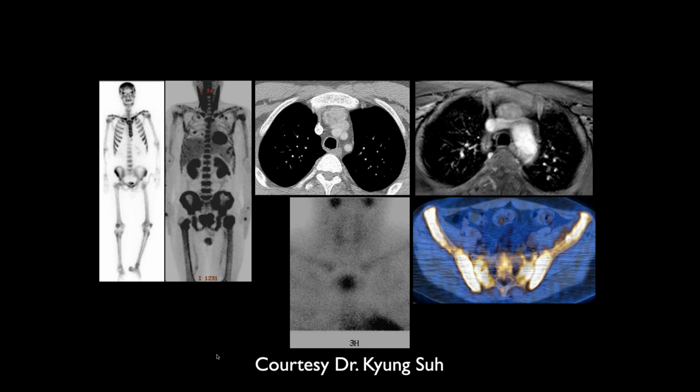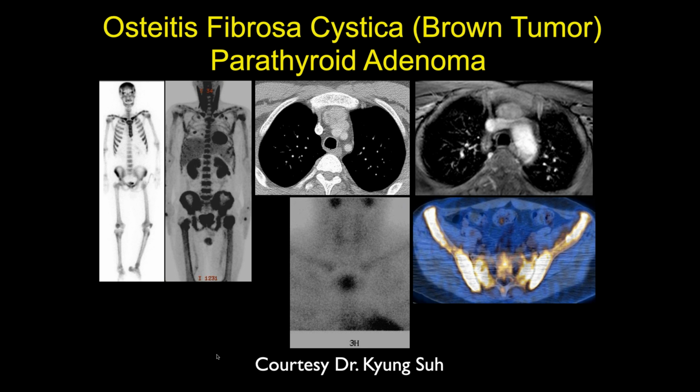I'd be worried about some type of infiltrative marrow process, but I don't know. It seems to involve just scattered areas of rib. Okay, so brown tumor. Yeah, it's all from a parathyroid adenoma.